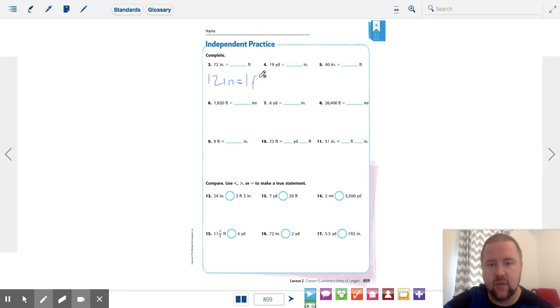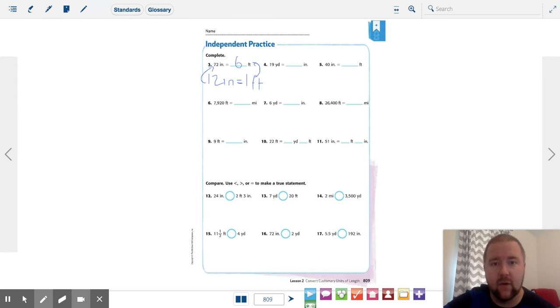So again, just like we did with the conversions with metric units, we need to figure out how do we get from 12 to 72. All right, so you're going to be multiplying by 6. So you would multiply this by 6 as well. So your answer here would be 6 feet. Okay, now they're not always going to be that simple.